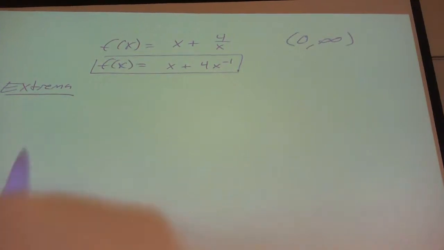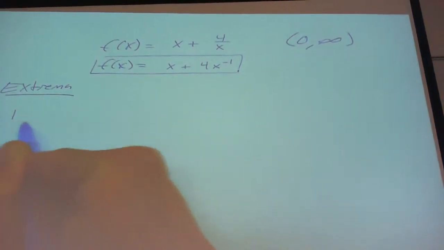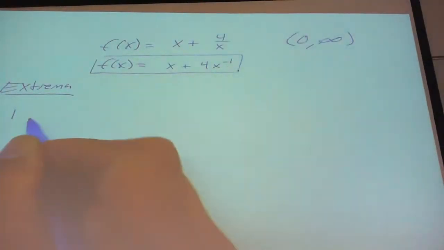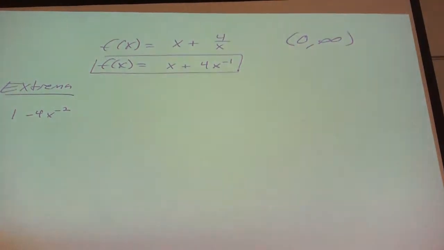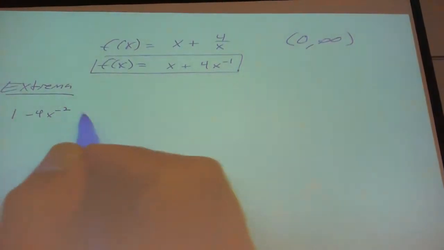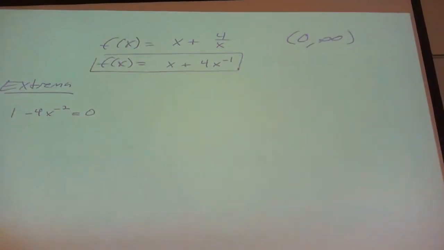So let's take the first derivative. Derivative of 1x is 1. The derivative of 4x to the negative 1 would be negative 4x to the negative 2. Good so far? Do you leave it like that, or do you put it in the back? Well, let's talk about it. So I have to set it equal to 0. Can I solve for a negative exponent? Nope. So I'm going to have to change it anyways.